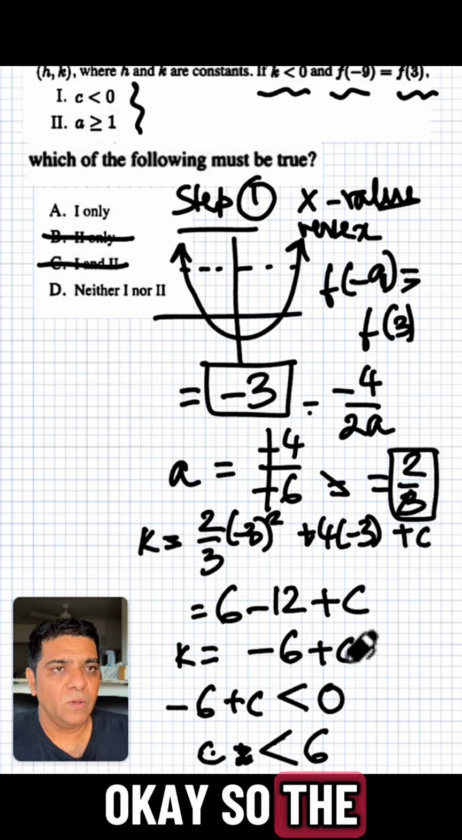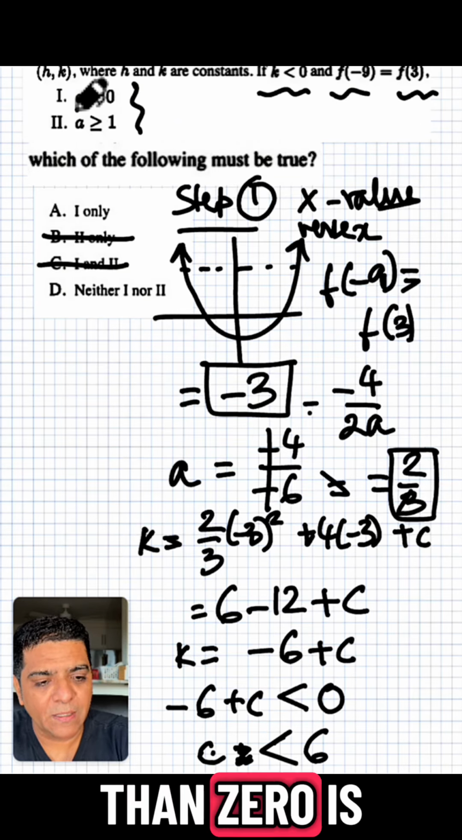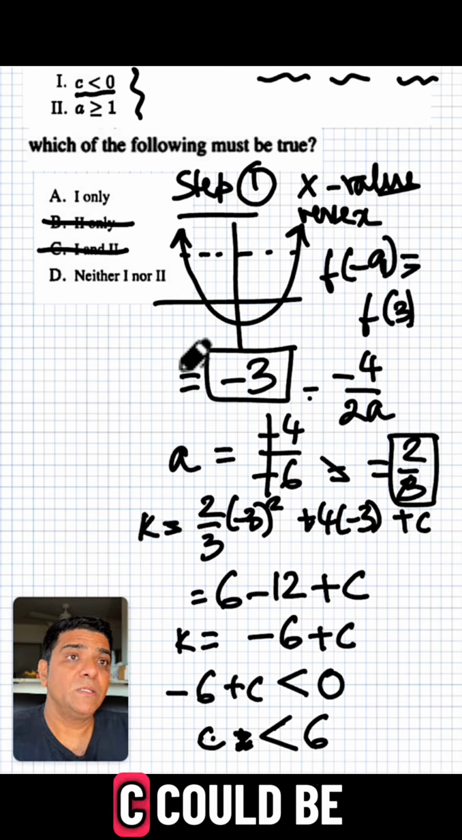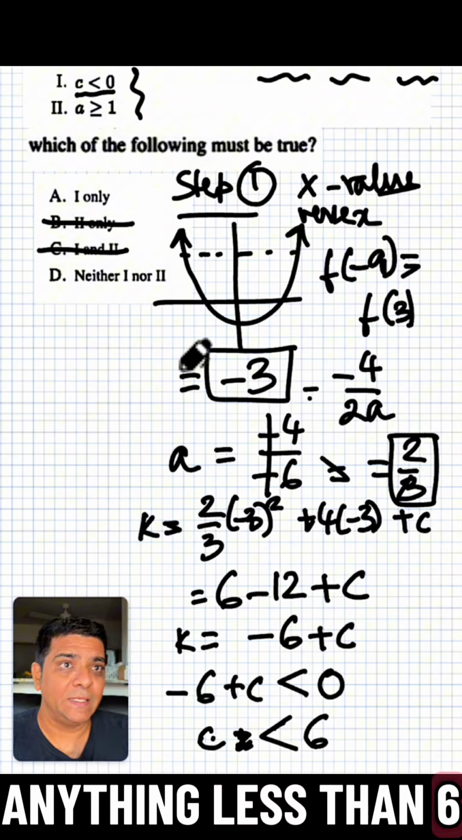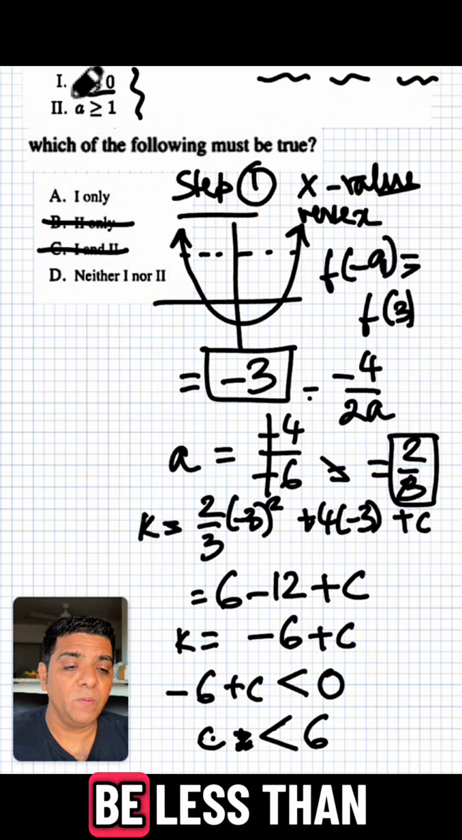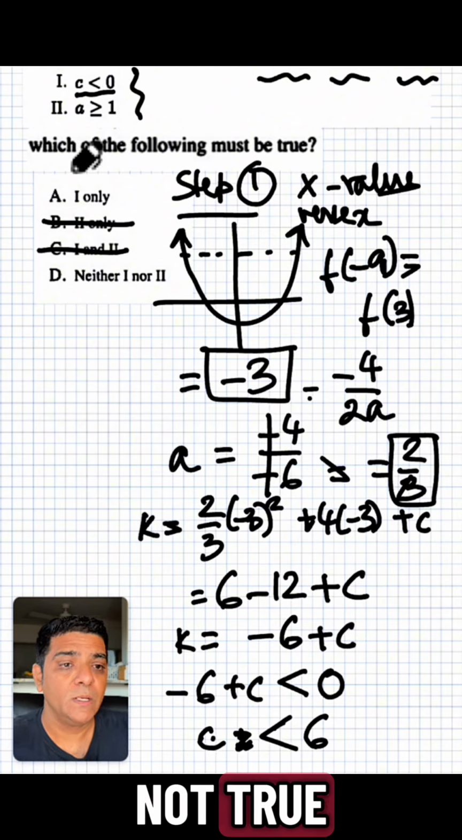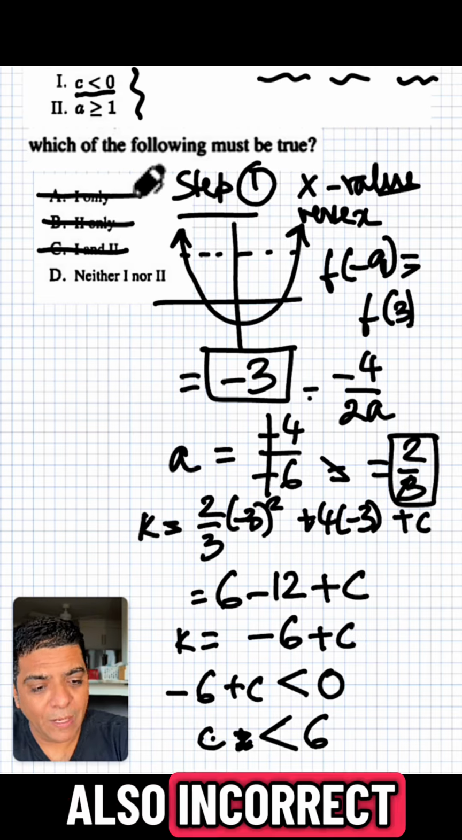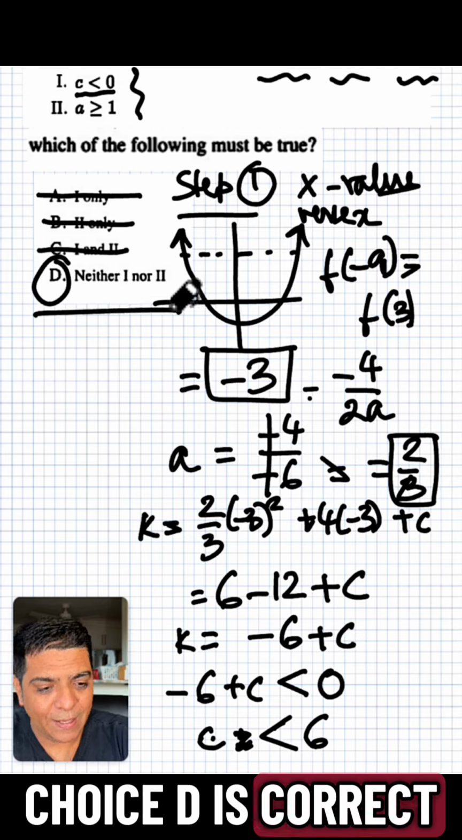So the condition that c is only less than 0 is not met here, because c is less than 6. c could be 2, c could be -1, c could be anything less than 6. So the condition that c is only less than 0 is also not true. So basically 1 only is also incorrect. The answer choice D is correct: neither 1 nor 2.